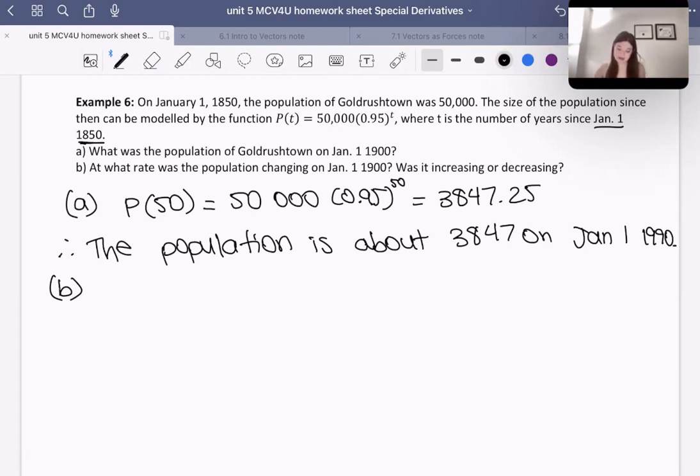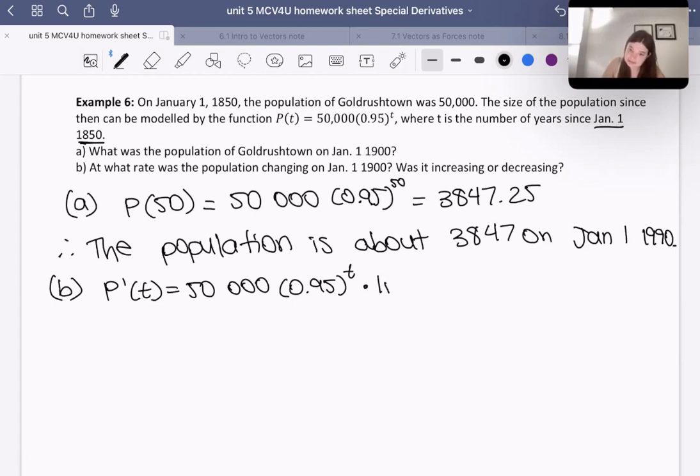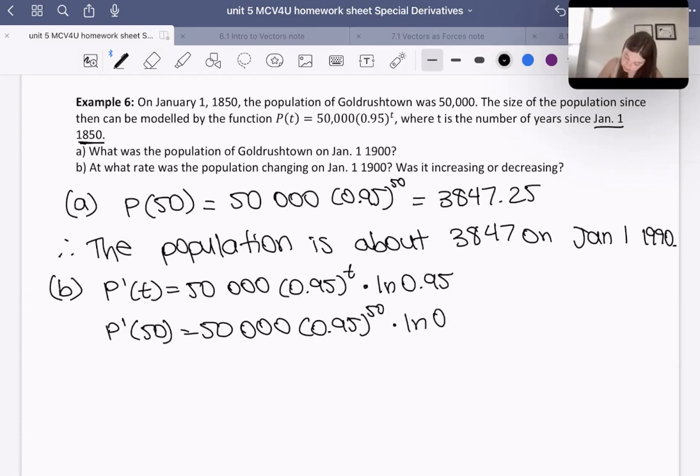Okay, so to find that rate, what do we need to do? We need to find the derivative. Awesome. So there's our derivative. It's 50,000 times 0.95 to the power of t times ln 0.95. There we go. So that is going to be, if we plug in 50, 50,000 times 0.95 to the power 50 times ln 0.95.